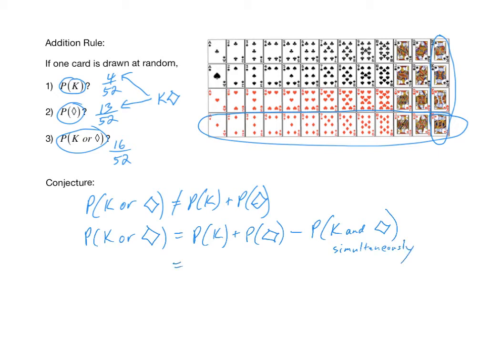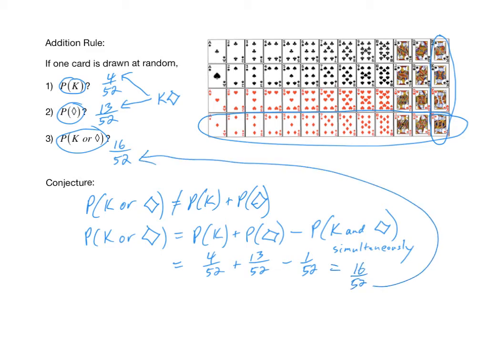This now works. Probability of getting a king is 4/52. Probability of getting a diamond is 13/52. And then the probability of getting a card that's simultaneously both a king and a diamond is 1 out of 52. That's that overlap that we don't want. This is the 1 out of 52 where we counted the king of diamonds twice. And now, if we do that addition and subtraction, we get 16 out of 52, which is precisely what we got when we counted it.